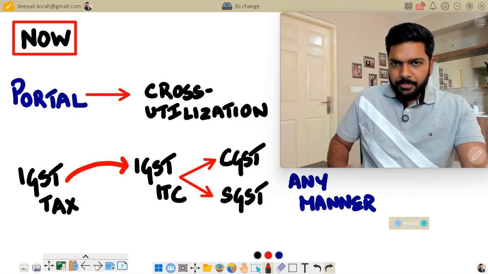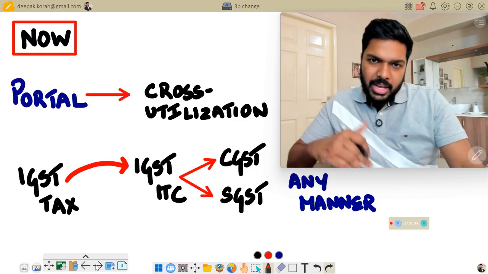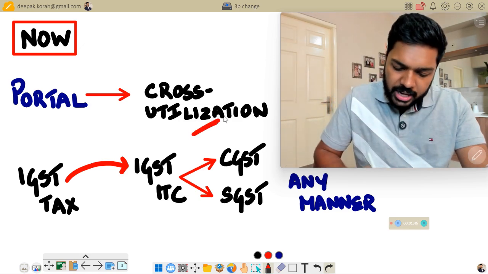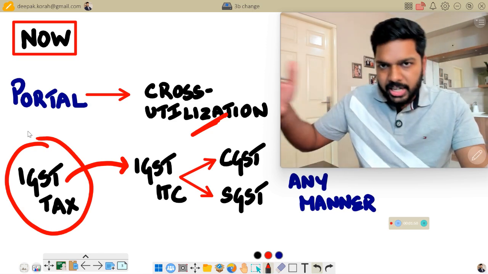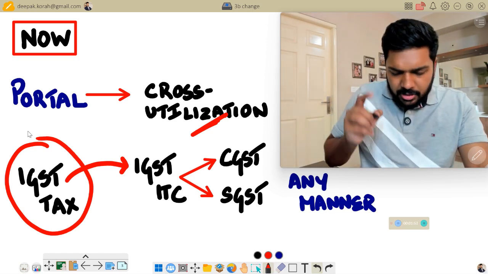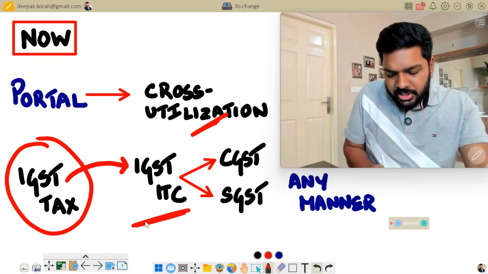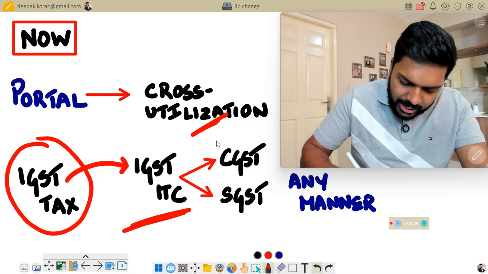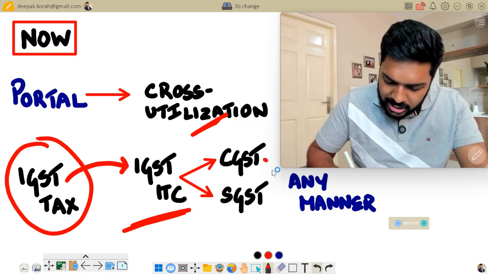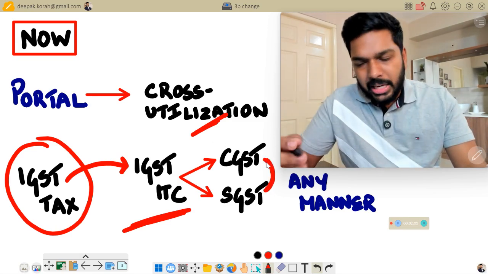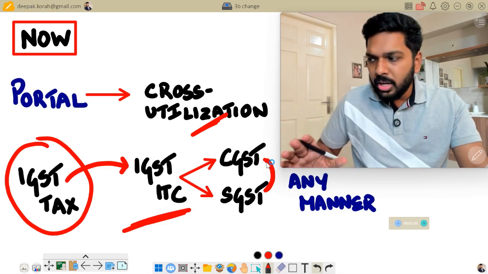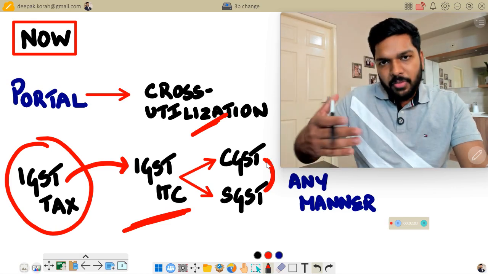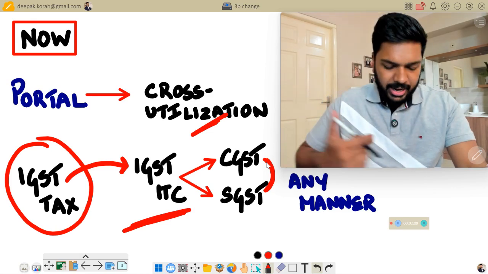With this advisory, the portal now allows flexible cross utilization of input tax credit, which basically means that if you have IGST tax on your interstate sales, then the first criteria is to fully exhaust IGST ITC and then utilize SGST or CGST in any manner as you wish. Either you can utilize SGST first or you can utilize CGST first, depending upon in which tax head you have got more input tax credit lying.